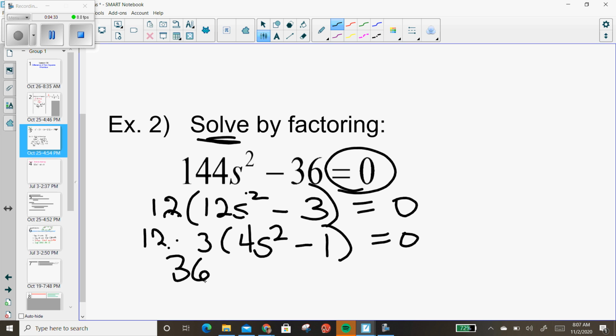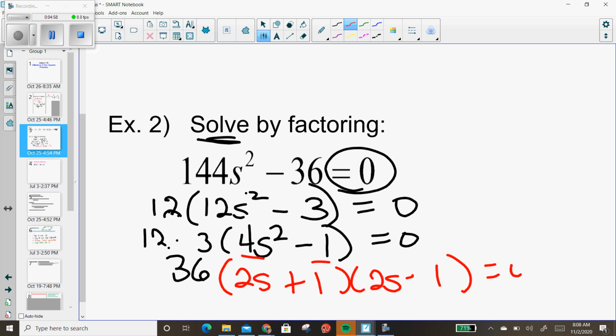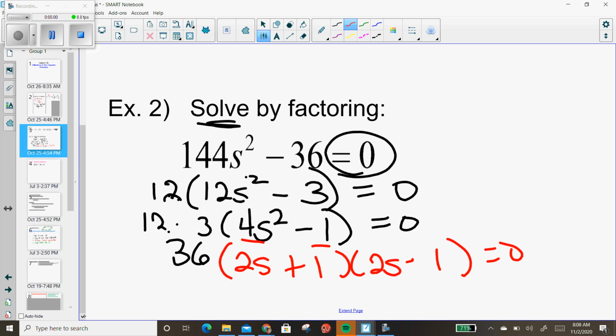All right, two terms then. 4s squared and a minus 1. Can we take a square root of 4s squared? Shout it out if you're in class. So 2s, start both parentheses with 2s. We want a plus and a minus. Can we take a square root of 1? Sure enough, so 1 and 1. And that equals 0.